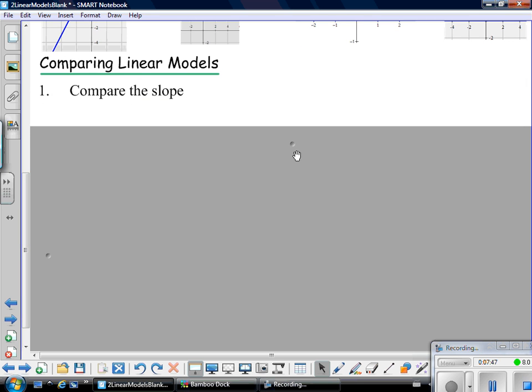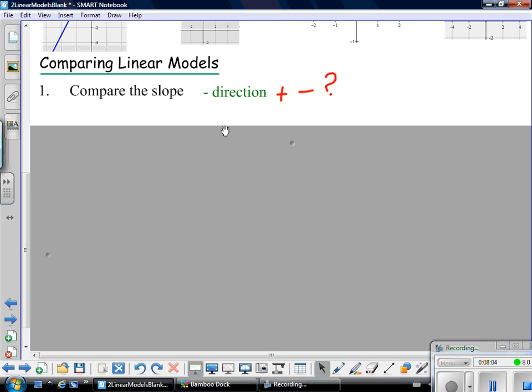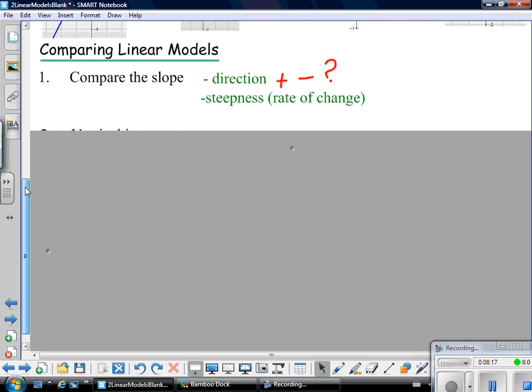Okay, first of all, we can compare the slope of linear models. And what we're comparing is the direction. So in other words, is it positive? Is it negative? Okay, so that's one thing that we can talk about when we're comparing. The other thing we can talk about when we're talking about the slope is the steepness. In other words, its rate of change. Obviously, the steeper the graph, the greater the number is for our slope, for our rate of change.